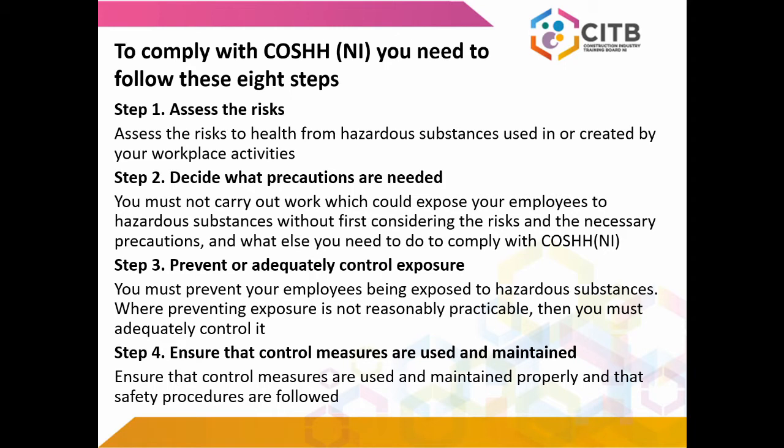Step 3. Prevent or adequately control exposure. You must prevent your employees being exposed to hazardous substances. Where preventing exposure is not reasonably practicable, then you must adequately control it. Step 4. Ensure that control measures are used and maintained. Ensure that control measures are used and maintained properly and that safety procedures are followed.